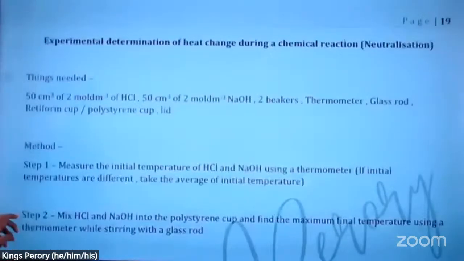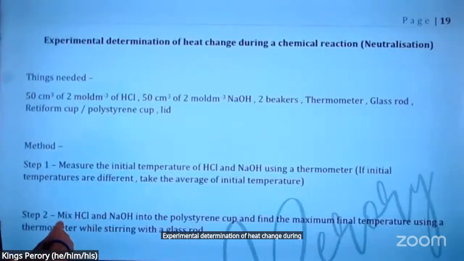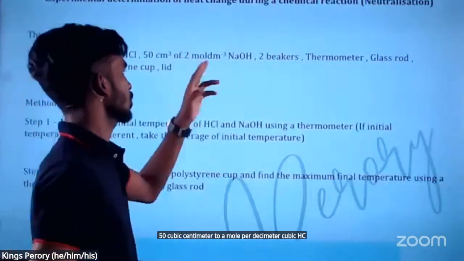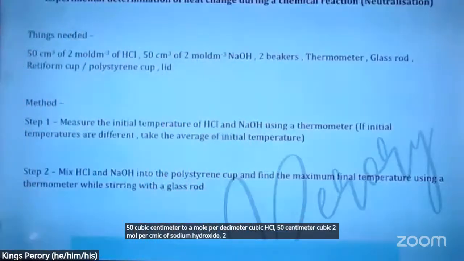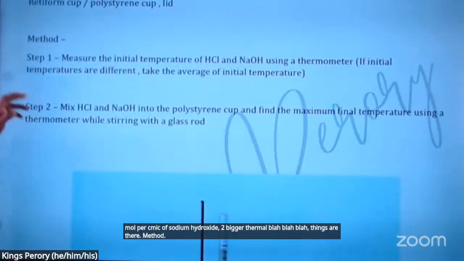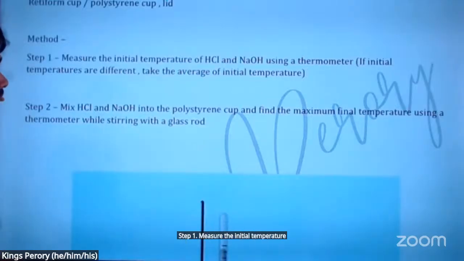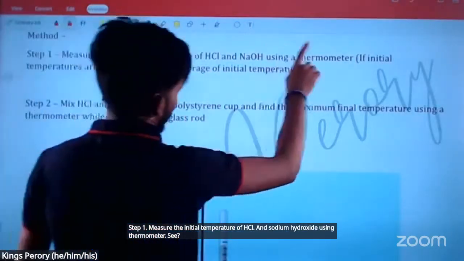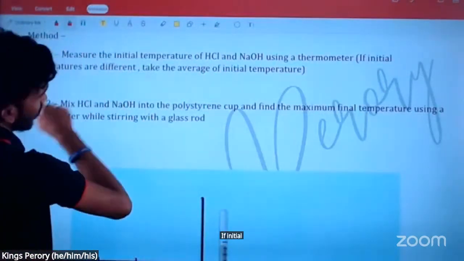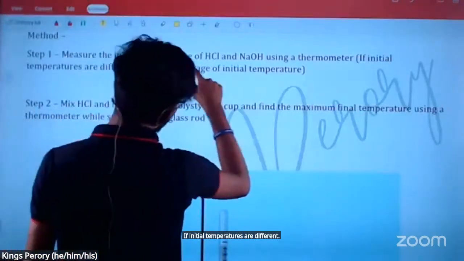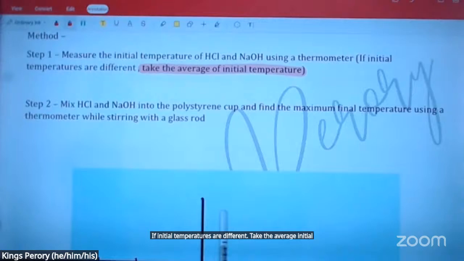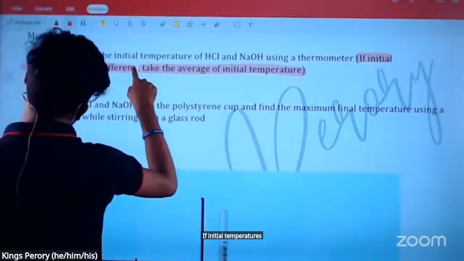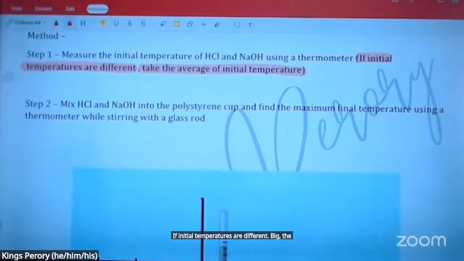Experimental determination of heat change during a chemical reaction: neutralization. Things needed: 50 cubic centimeter of 2 mole per decimeter cube HCl, 50 centimeter cube of 2 mole per decimeter cube sodium hydroxide, 2 beakers, and other things. Method, step 1: measure the initial temperature of HCl and sodium hydroxide using a thermometer. See, if initial temperatures are different, take the average initial temperature. Underline or highlight that.